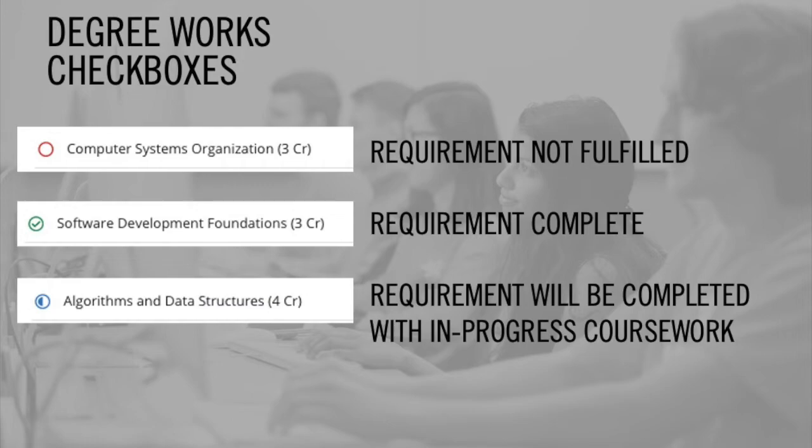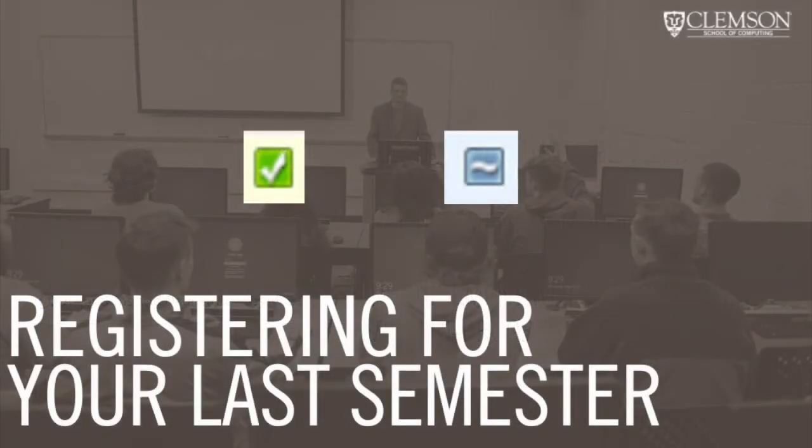So, fast forwarding to your last time registering for classes before your final semester at Clemson. After you register for your classes, all your requirements in DegreeWorks should show up as either green check marks or blue tildes. If you find that a requirement is showing up as not being fulfilled at that stage, please contact your advisor immediately.